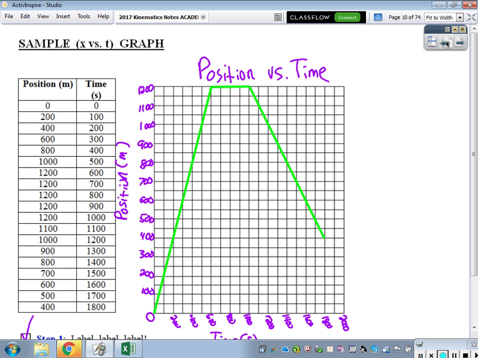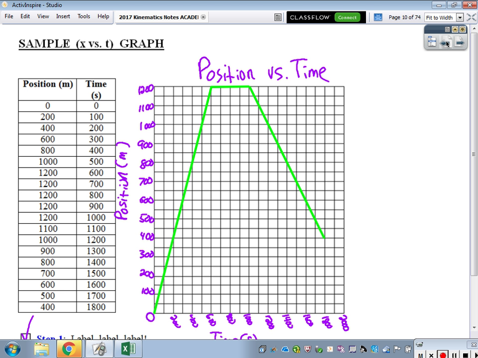So let's take a look at this first line segment. Okay? Obviously, where is our initial data point? It's at the origin at 0, 0. Okay? At a time of 0, a position of 0, which it doesn't always have to be that way. Very few graphs actually start at the origin. Okay? For our first line segment, where is our final data point? At a time of 600 seconds and a position of 1,200 meters.